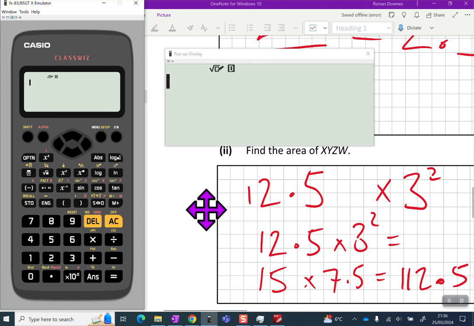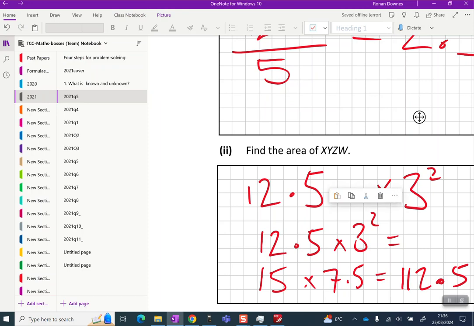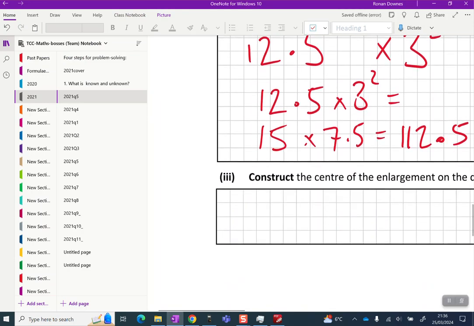And similarly, if you had used a different strategy, but equally correct, you would have got the two longer lengths as 15 times 7.5. So it just goes to show that there's more ways than one to do the problem. Okay. And of course, we're going to put the area in with the correct units.